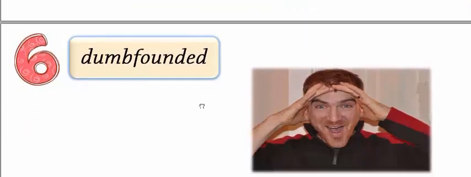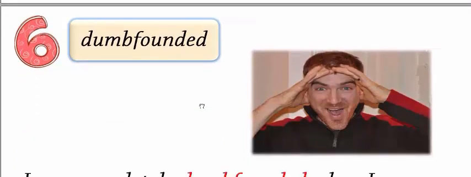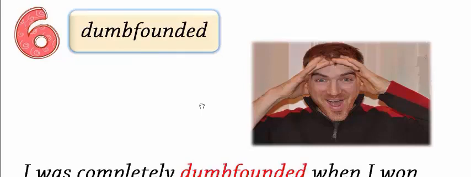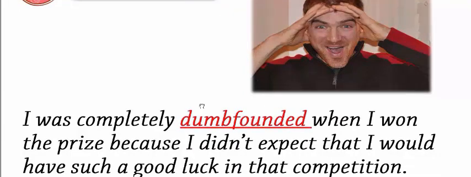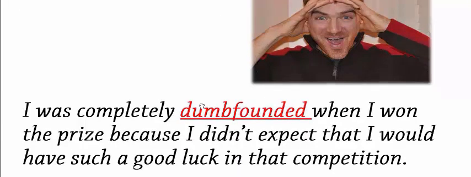Word number 6. Look at this man. How does he look? He looks shocked, surprised. Probably he's watching something unexpected, dumbfounded. Let's read the sentence. I was completely dumbfounded when I won the prize because I didn't expect that I would have such good luck in that competition. So why is this man dumbfounded? Because he won the prize and he wasn't expecting this.